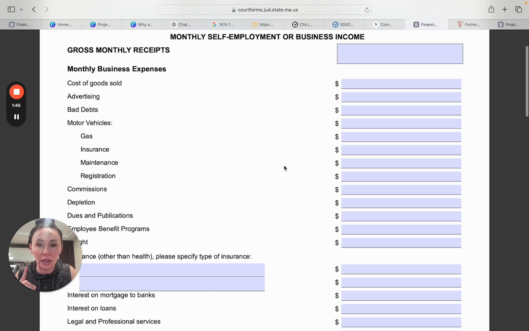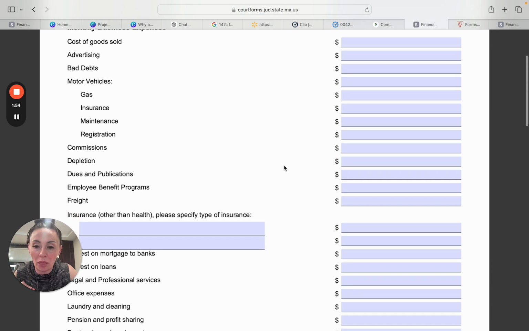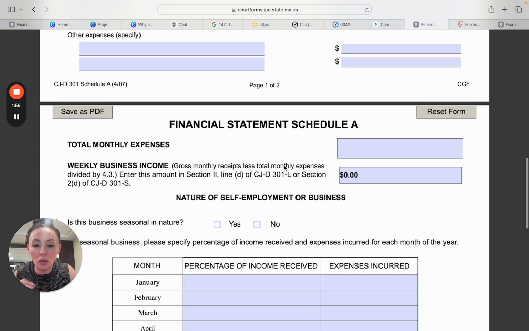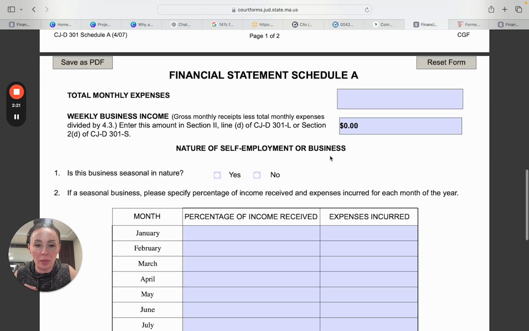The thing to remember is that all of the numbers on the Schedule A get reported monthly, but they're going to be broken down ultimately into one final weekly figure. Because again, everything in Massachusetts is calculated weekly. Child support and alimony are weekly numbers. So the object of the game here, if you will, is to get monthly business revenue and expenses boiled down to a weekly net income number, and that gets reported down here.